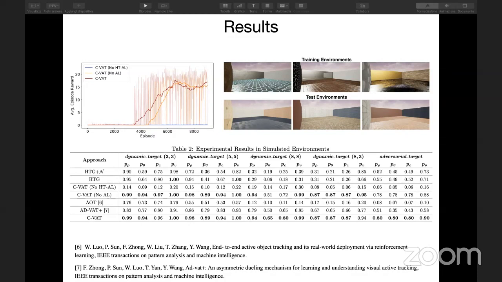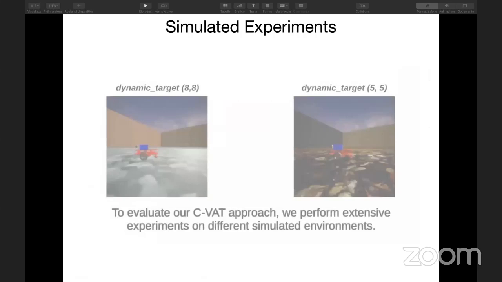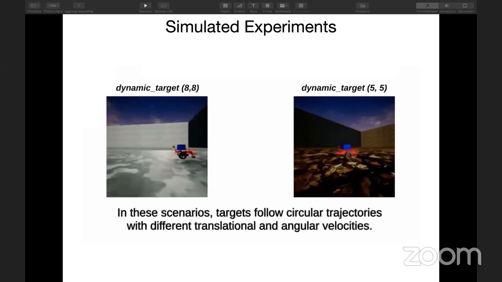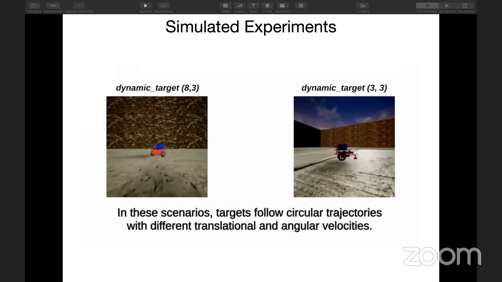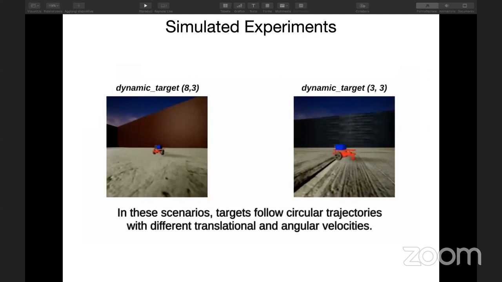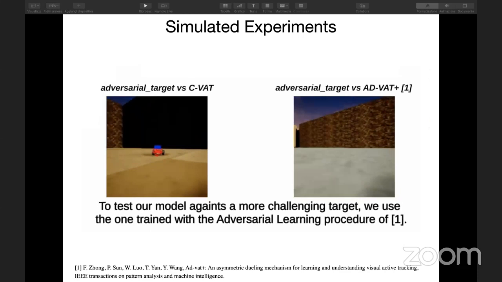So let's see some qualitative performance. We can see the first person view of the tracker trying to track a simple target, which is now performing circular trajectories with different speeds. And we can see that our agent is very capable of tracking that target.